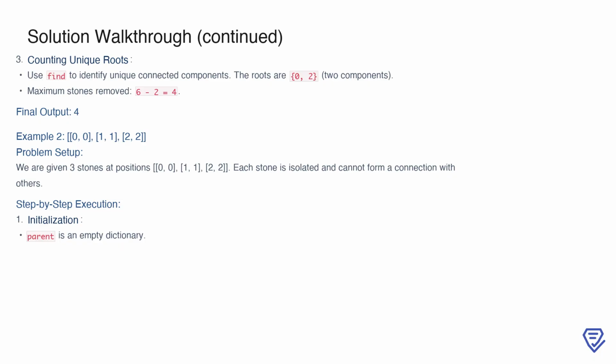In the second example, we now examine a simpler case with 3 stones placed at 0, 0, 1, 1, and 2, 2. Each stone is isolated, meaning no stone shares a row or column with another. Let's go through the steps to confirm this.